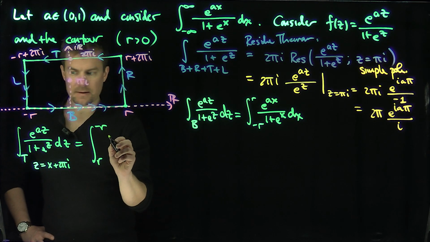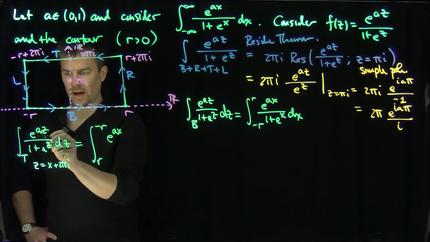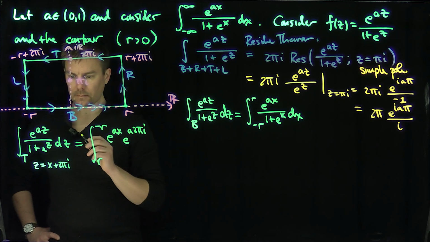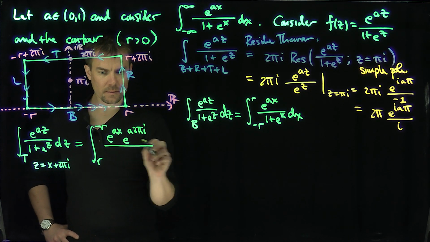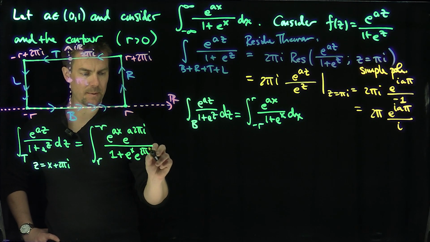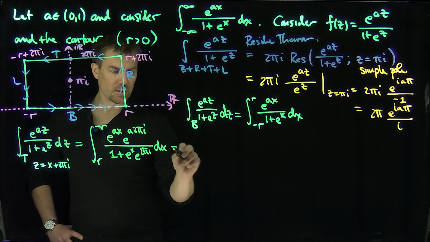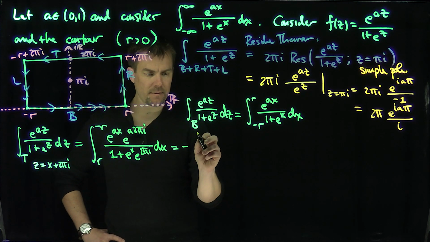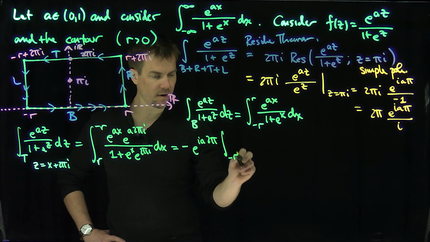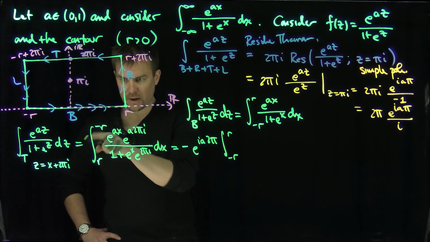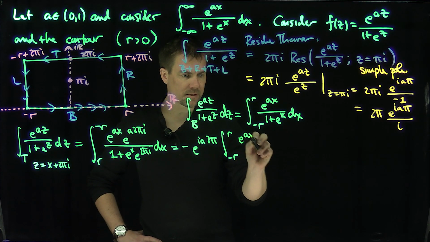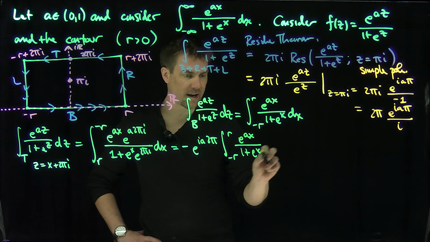And I have an e to the ax, and then plus e to the a 2 pi i, so that's going to be e to the a 2 pi i. And then over 1 plus e to the x times e to the 2 pi i, but e to the 2 pi i is equal to 1, dx. So what this thing is, is negative e to the i a 2 pi, the integral from negative r to r. By putting a negative sign over there, I can flip the limits of integration, and then e to the ax over 1 plus e to the x dx.